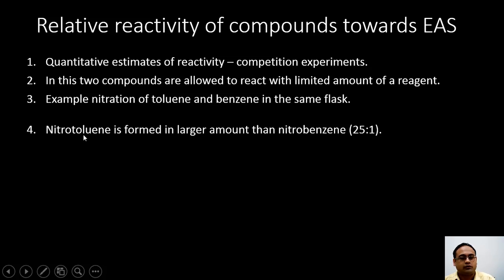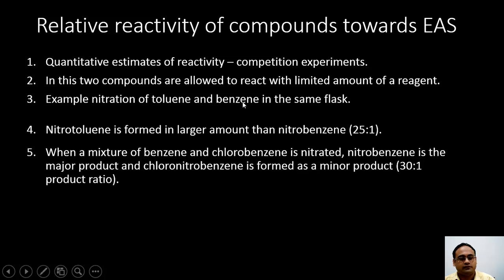That means nitrotoluene is formed in large quantities from toluene in comparison to the quantities of nitrobenzene formed from benzene. Similarly, when a mixture of benzene and chlorobenzene is nitrated, we find that nitrobenzene is the major product coming from benzene nitration, and the product chloronitrobenzene, which is formed by nitration of the chlorobenzene, is only formed as a minor product, and here the ratio is 30:1. Can you explain these facts given in point number 5 based on what we have learned earlier? This is your assignment question 3.